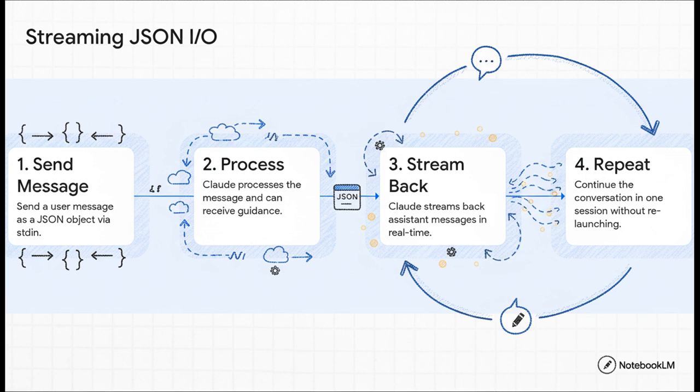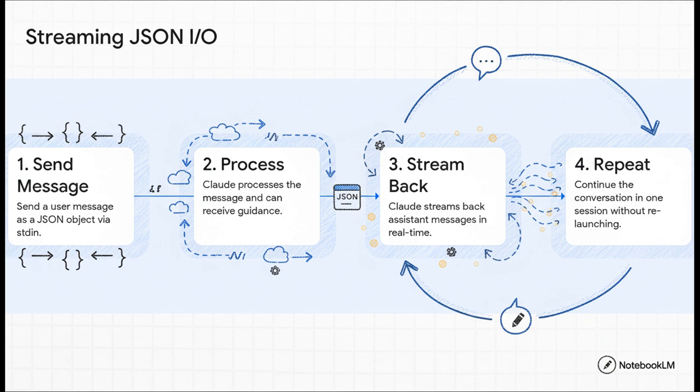This shows how it all comes together in this really elegant loop. In step 1, you send a message. Step 2, the AI processes it. Step 3, it streams back the response. But the real magic is step 4. You can immediately send another message right back in the same session, creating this continuous, stateful conversation, all without ever relaunching your script.